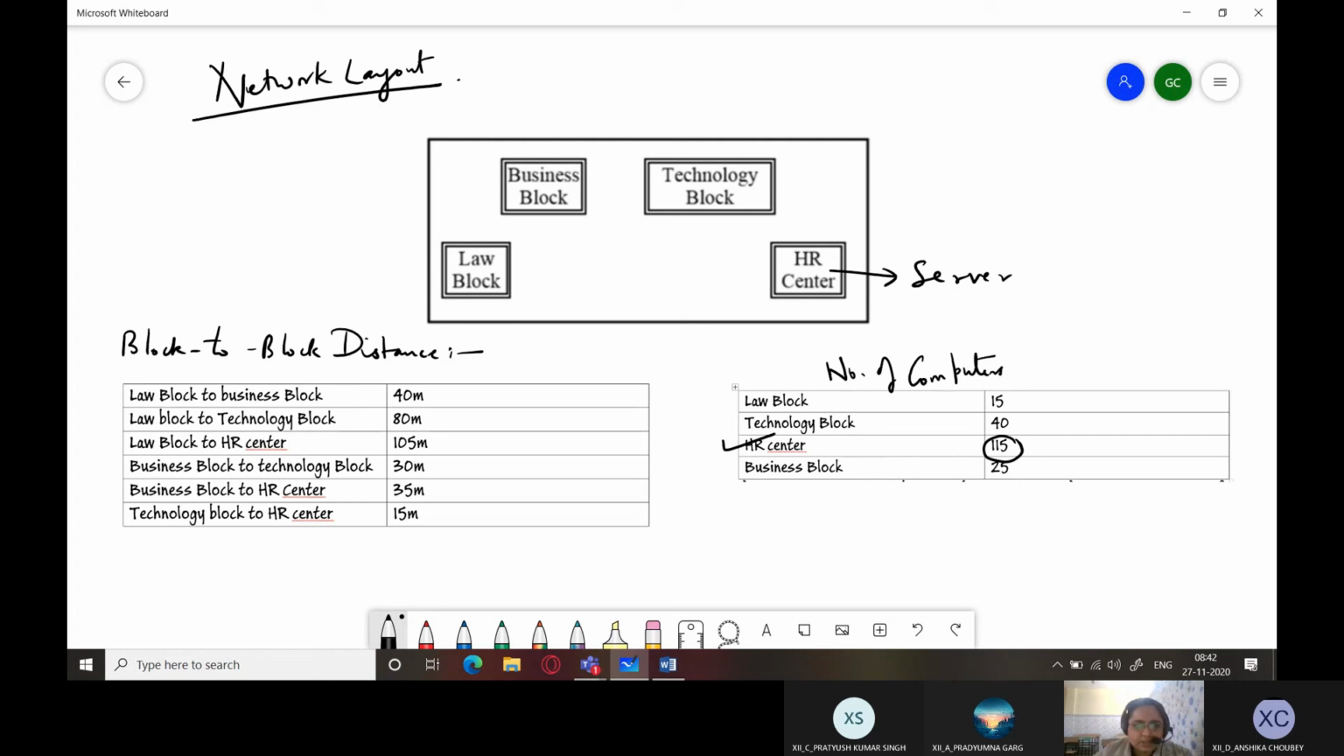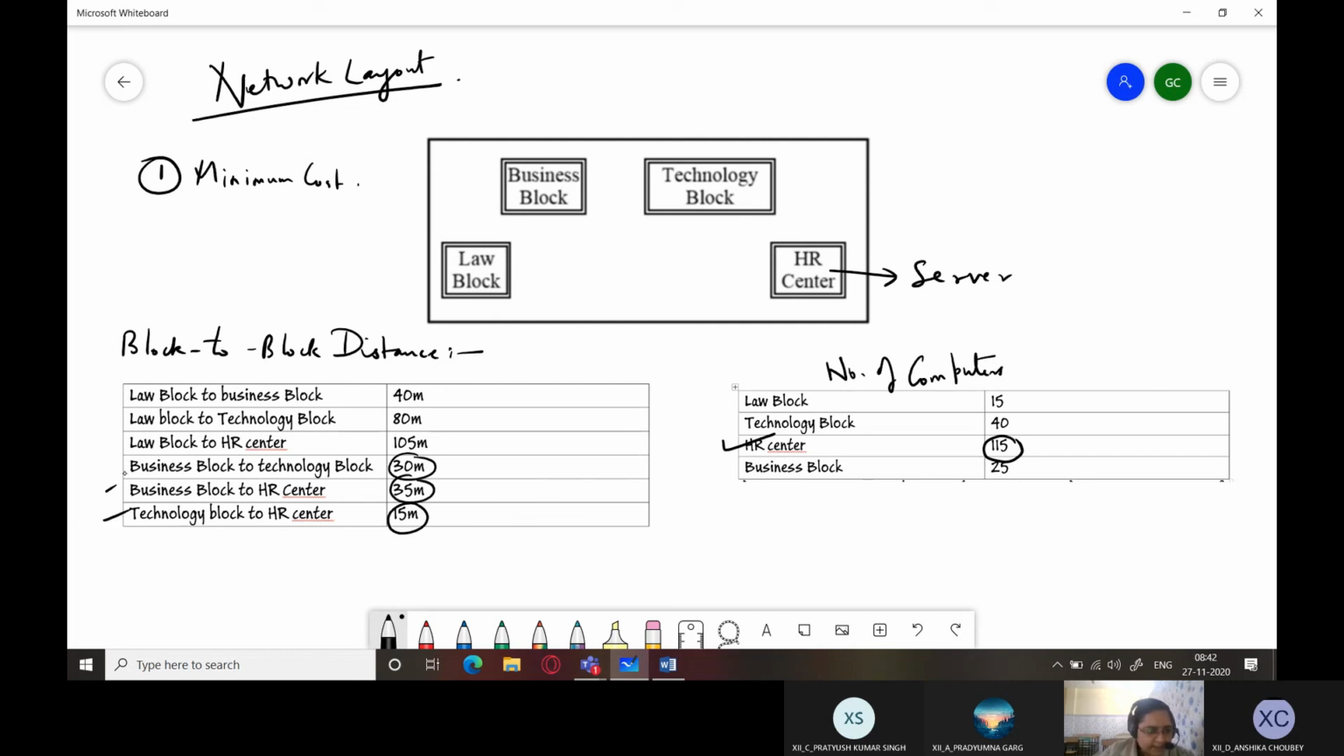Now let's figure out. First we are going to see the minimum cabling cost. We are going to decide upon a layout which gives us the minimum cabling cost. So you can first see 3 such things. One is 15 meters, one is 35 meters, one is 30 meters.